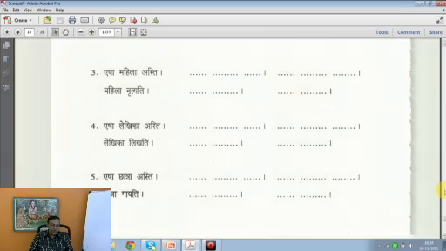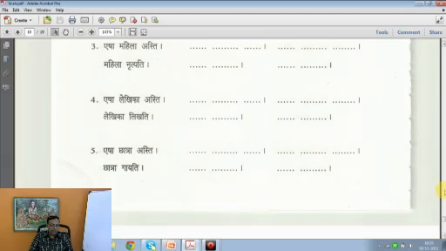Fourth one. Esha lekhika asti. This is a pen. Lekhika being a pen, now a neuter, what do you call it? An object is here, not an inanimate object. Esha lekhika asti. This is a pen. Ete lekhike staha. These are two pens. Etaha lekhikaha santi. These are pens. Lekhika likhati. Pen writes. Lekhike likhataha. Two pens write. Lekhikaha likhanti. Pens write.